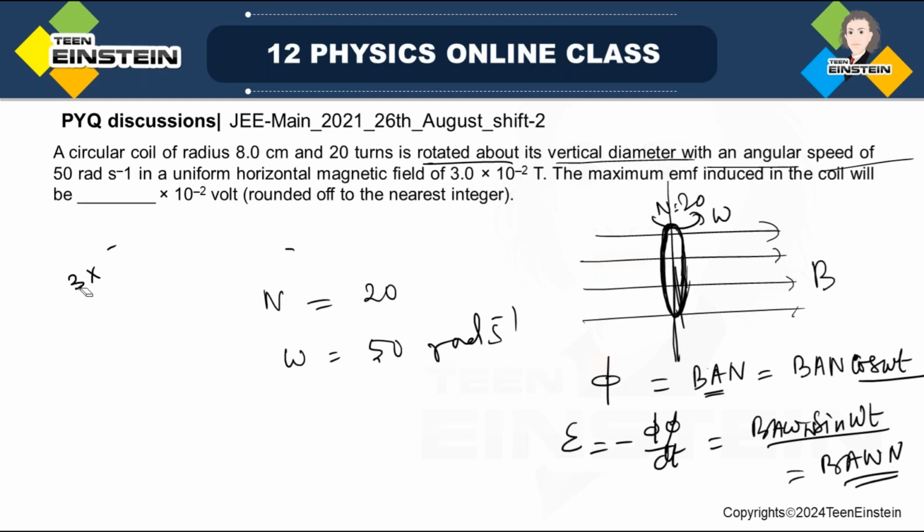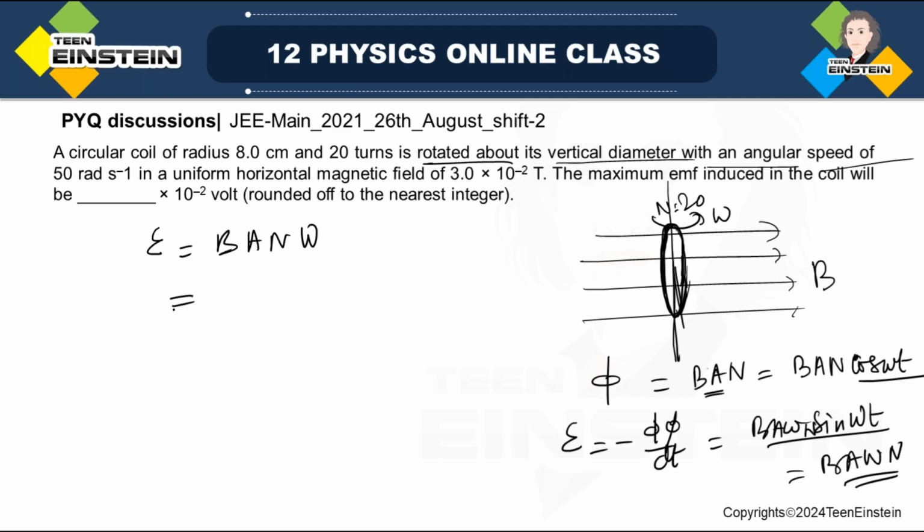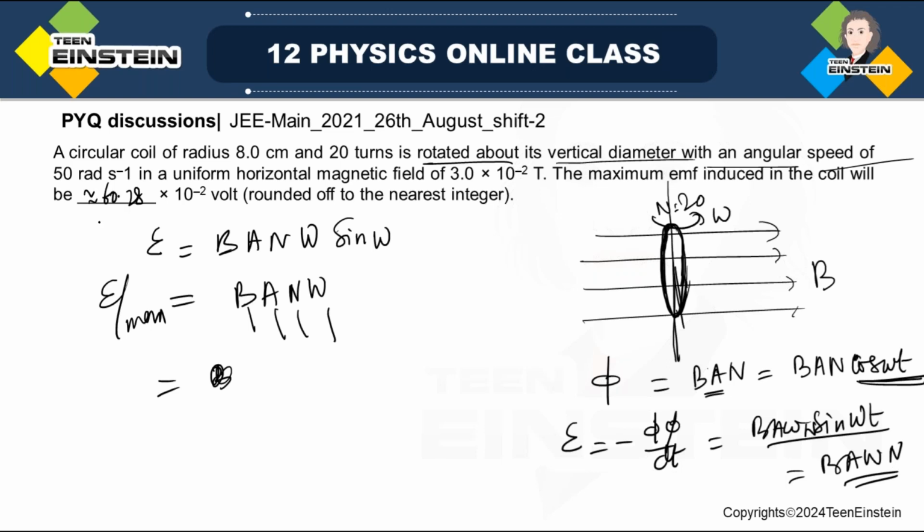Okay, I think I'll just clean this portion so that I get some space. Okay, guys, look here. So EMF will be B A N into omega. So what is B, N and omega? See, this cos term will come, B A N cos of omega t, right? So that will make it sine omega t. For maximum value, B A N omega. Okay, so if you put all these values, B, A, N, omega, then you'll get the value to be nearly equal to 60.28.